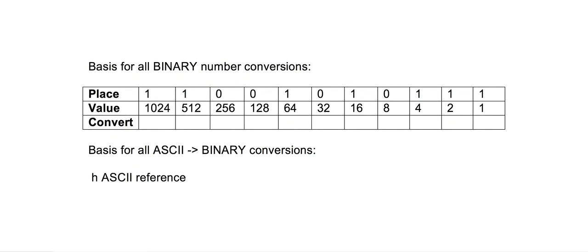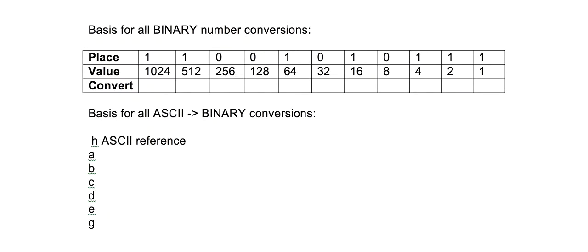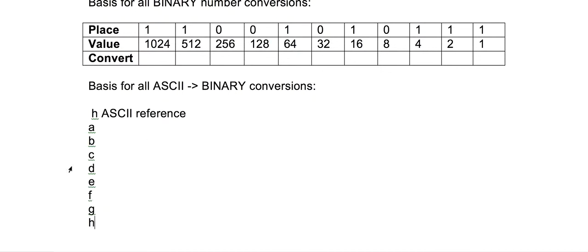We know that little a, as I said, is 97. So if we count up, A, B, C, D, E, F, G, and H, we know A is 97, B will be 98, C will be 99, D will be 100, E will be 101, F will be 102, G will be 103, and H hopefully will be 104. So we already know that our ASCII code or ASCII value is 104.